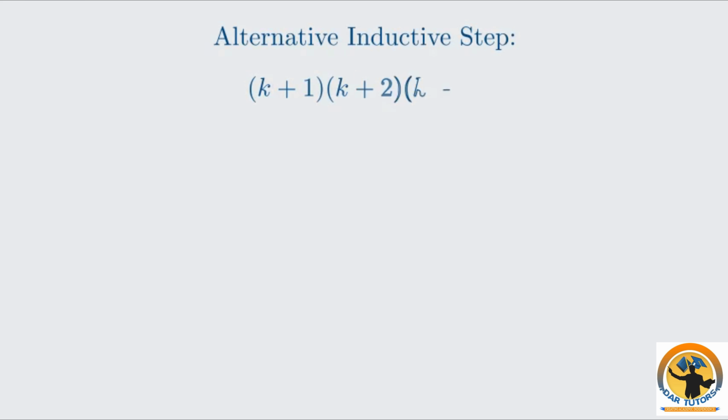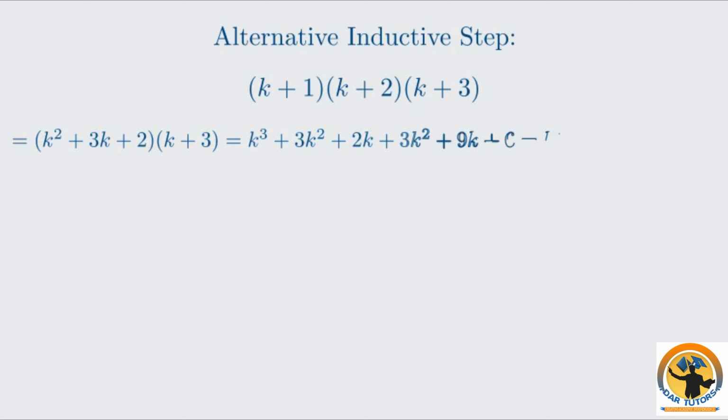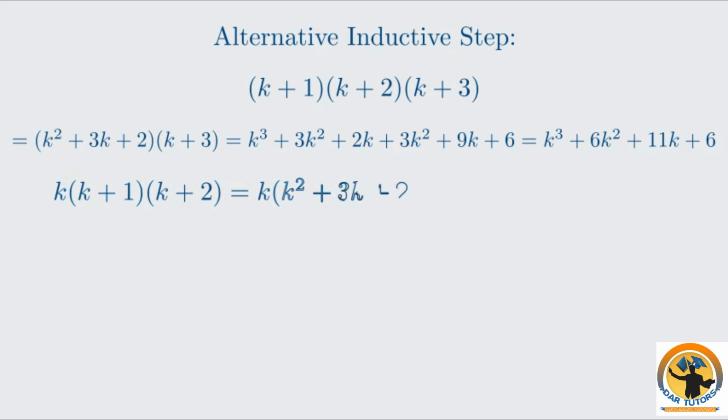Let's try a different approach for the inductive step. Let's expand the expression for n equals k plus 1 directly. This expands to k cubed plus 6k squared plus 11k plus 6. Now let's look at our inductive hypothesis. We assumed k(k+1)(k+2) is divisible by 6. Let's expand that. k(k+1)(k+2) expands to k cubed plus 3k squared plus 2k. We assume this is equal to 6m.